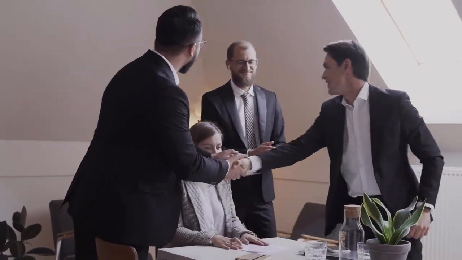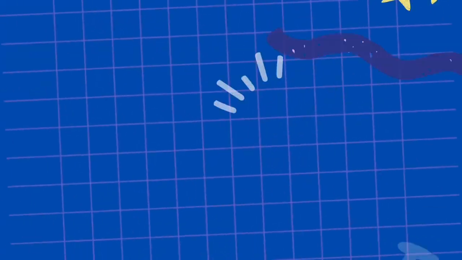Congratulations, we successfully learned how to solve systems of linear equations by substitution.